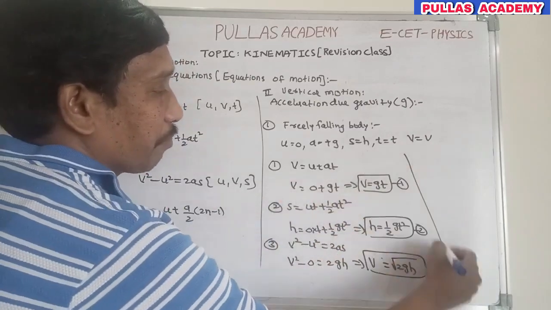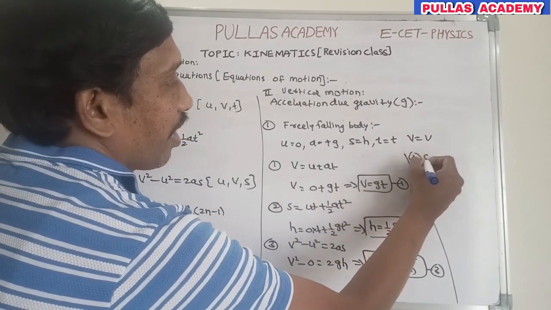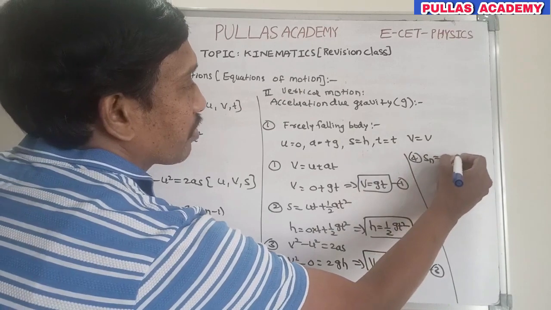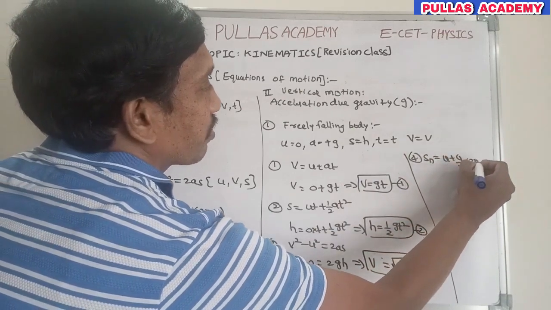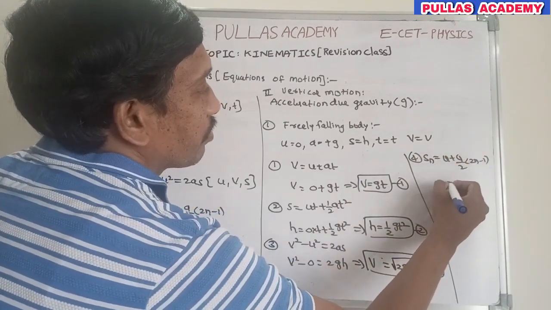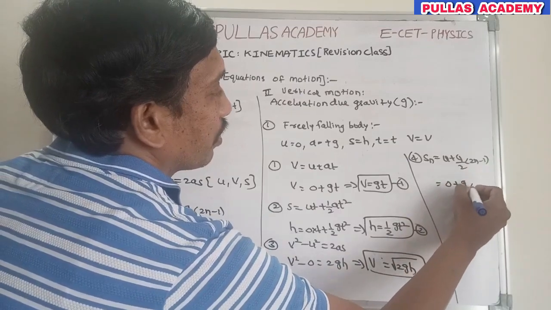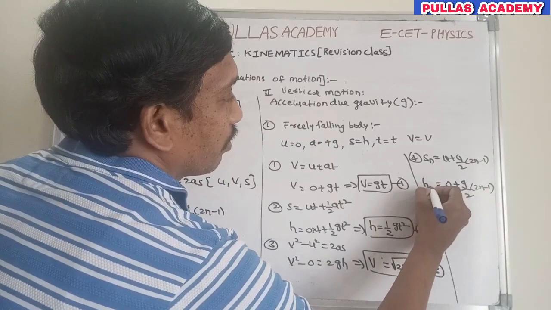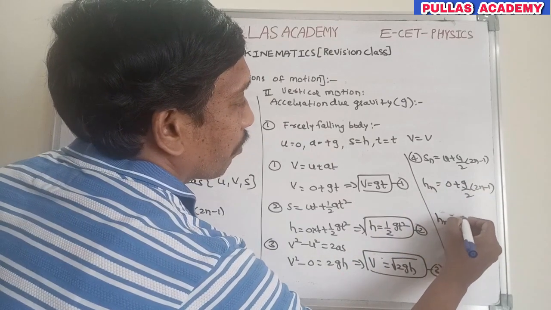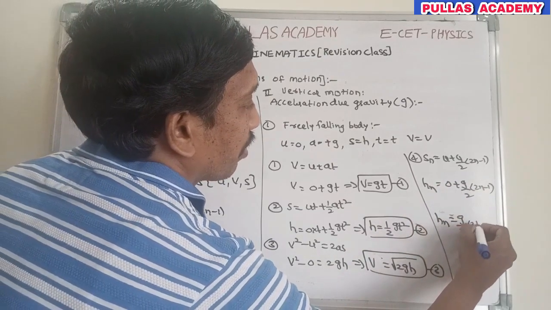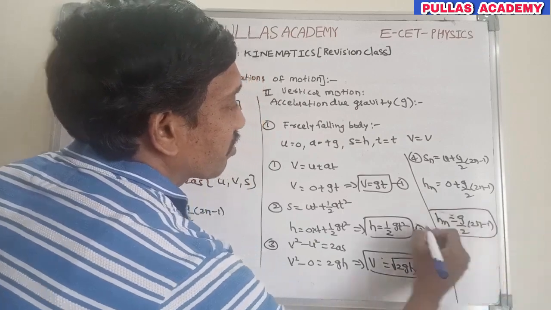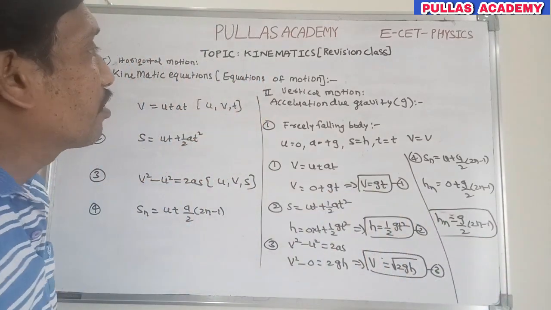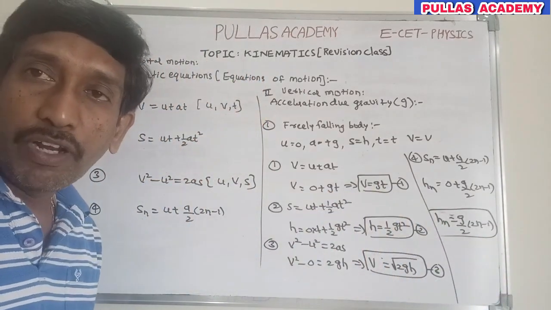For the fourth kinematic equation, in the same way, the actual formula is Sn = u + (a/2)(2n − 1). With u = 0 and a = g, hn = (g/2)(2n − 1). That formula gives hn. So these are the kinematic equations for a freely falling body.